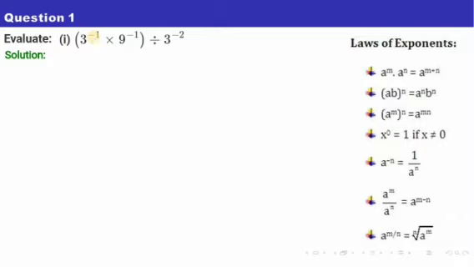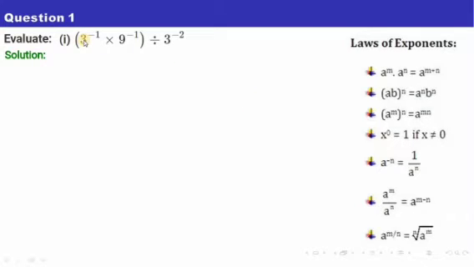By the way, one more thing I want to say here: this is 3 to the power minus 1. This 3 is called the base, and this power, which is minus 1, is known as the exponent. You can simply call it power also. So 3 is the base, minus 1 is the exponent. For example, here 9 is the base and your exponent is minus 1. In this case, 3 is your base and minus 2 is your exponent. So, getting back to our work.